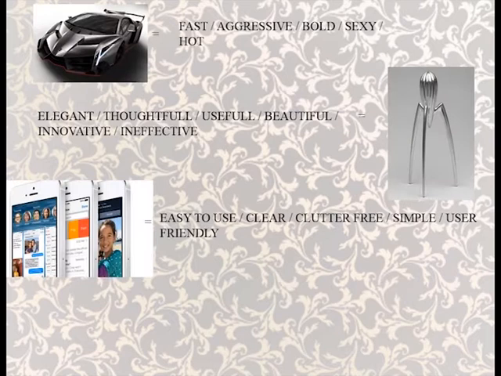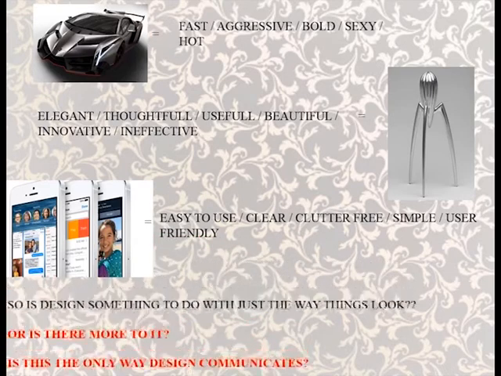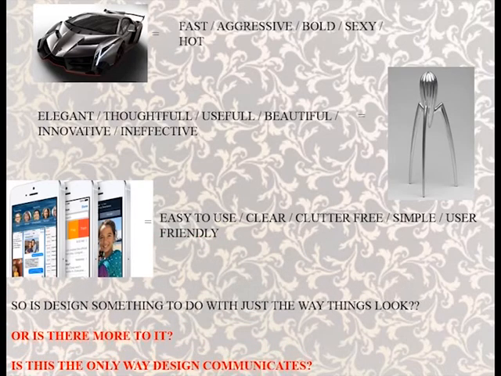So how does various things communicate with us? Let's see a few examples. What comes in your mind when you see the following images? When you see a supercar, it gives the feeling of being fast, aggressive, bold, sexy and hot. Similarly, when you see an amazingly designed operating system, it provides you with a feedback of being easy to use, clear, clutter-free and user-friendly. But then, is design just to do with look and feel of objects? Is this the only way design communicates with us, or is there more to it?